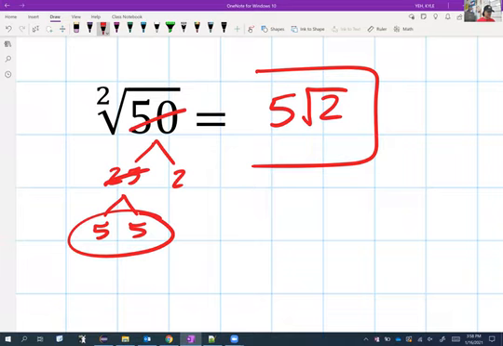Why are we taking a pair out? Here's the reason. If it's a square root, the second root, we need to find a group of 2 in order to pull something out. And so that's why when we found a pair of 5s, we could pull them outside the radical and we're left with just 5 root 2.